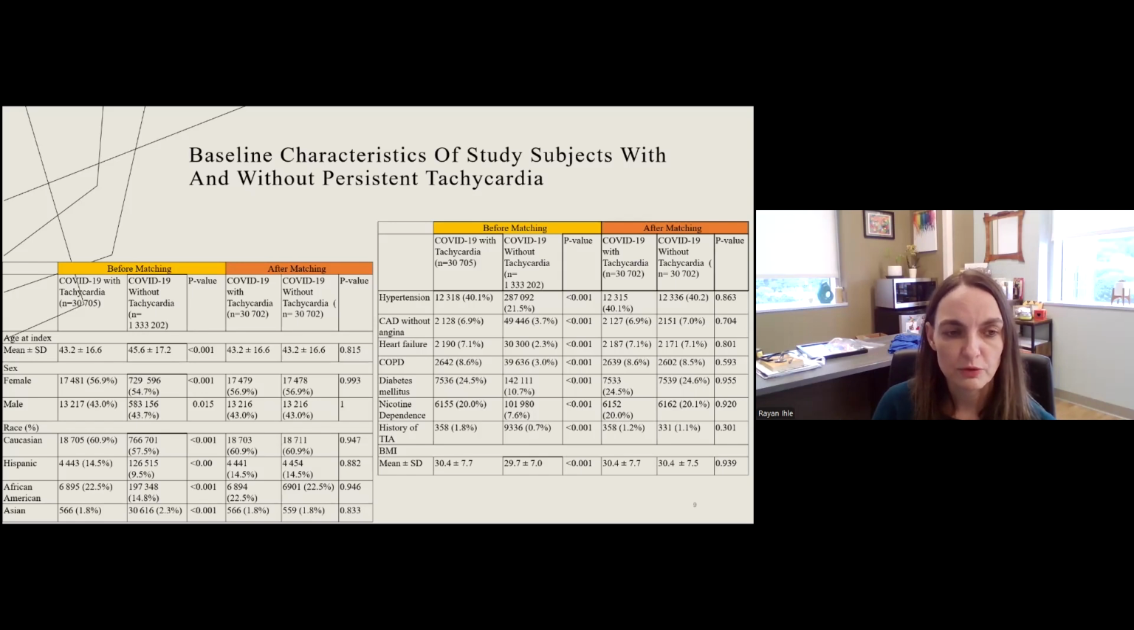You can see here before matching, we had a fair number of significant comorbidities in the tachycardia group, including hypertension, coronary artery disease, heart failure, COPD, diabetes, nicotine dependence, obesity, and history of stroke. After matching, that p-value is now no longer significant, and they are well matched for their comorbidities.